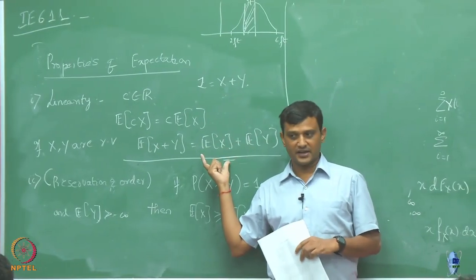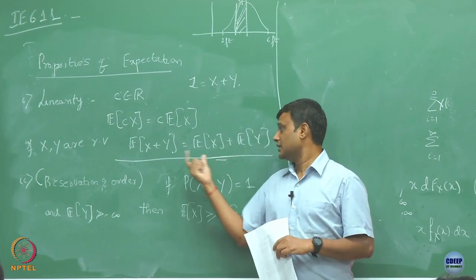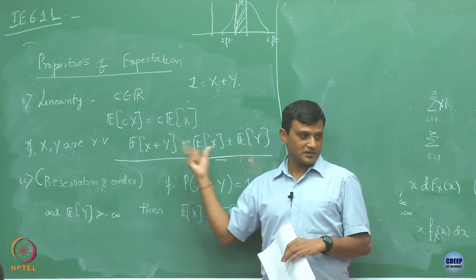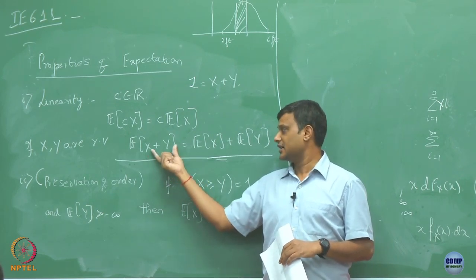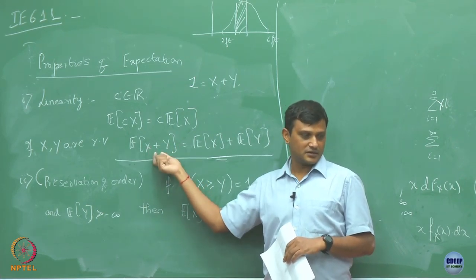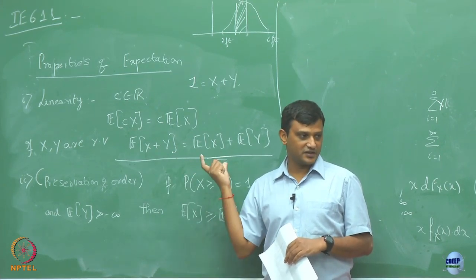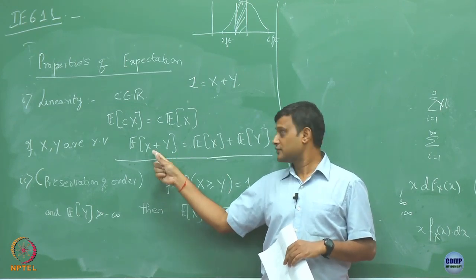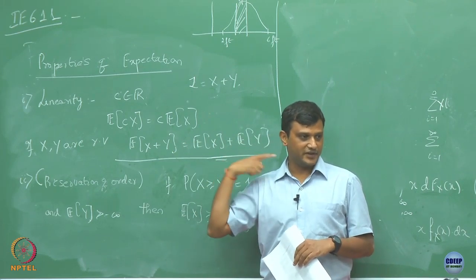We have not actually shown anything, but we are just saying that if x and y are two random variables, this linearity property holds: the expectation of the sum of random variables is nothing but the sum of the expectations of the random variables. And you can extend this argument not just to two random variables, you can extend it to any n number of random variables.